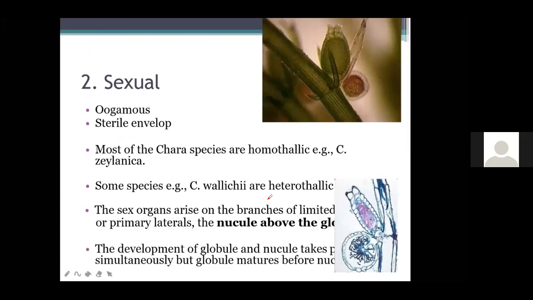Next, write down sexual reproduction. Today's topic is sexual reproduction in Chara. See here, Chara shows a highly advanced type of oogamy. Here the sex organs are macroscopic sex organs.